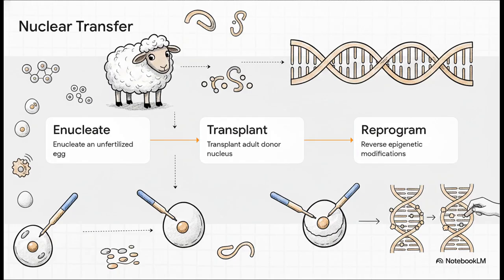But here is the massive biological hurdle. An adult skin cell's DNA is heavily modified by epigenetic factors like DNA methylation, which turn off non-skin genes. For the cloned embryo to actually develop, the egg's cytoplasm has to rapidly strip away those methyl groups and reverse the chromatin structure back to a blank embryonic state. Incomplete epigenetic reprogramming is exactly why cloned animals so frequently suffer from developmental defects.